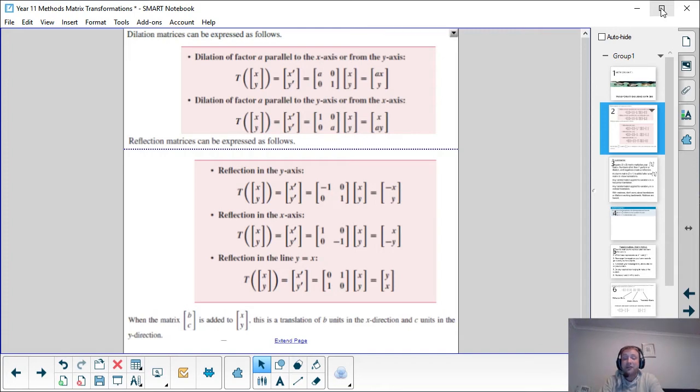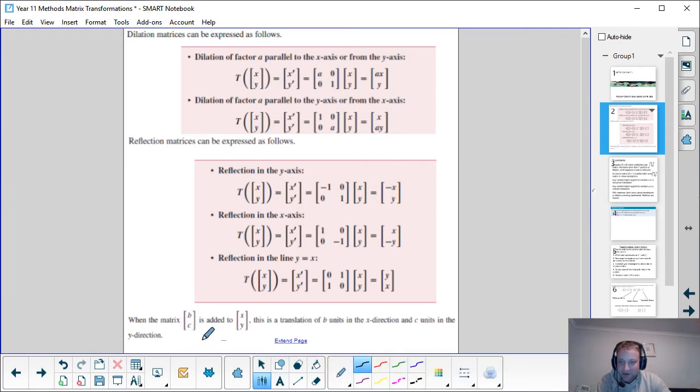So from our previous work with transformations, we know that our graph can be moved up and down, side to side, through a translation. So I'll show you where that part is on this slide. We're going to be looking at a matrix, which is a 2 by 1, and this matrix will be added to a matrix that has the letters x and y in it.